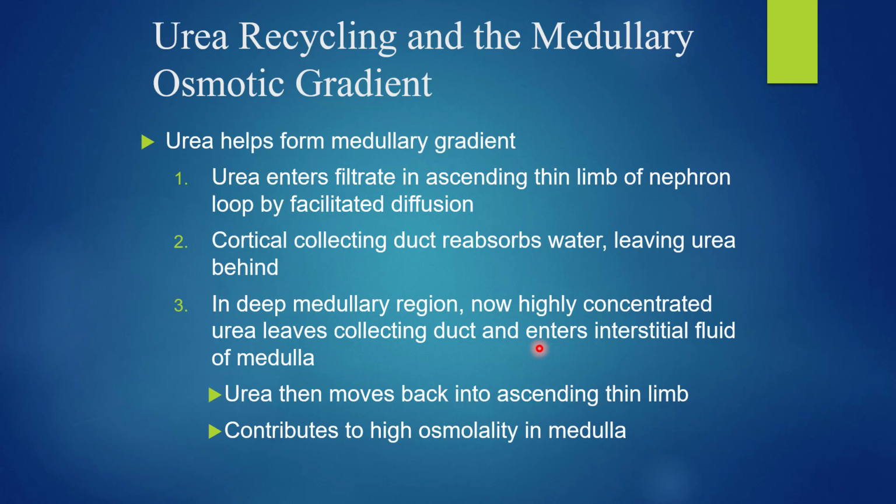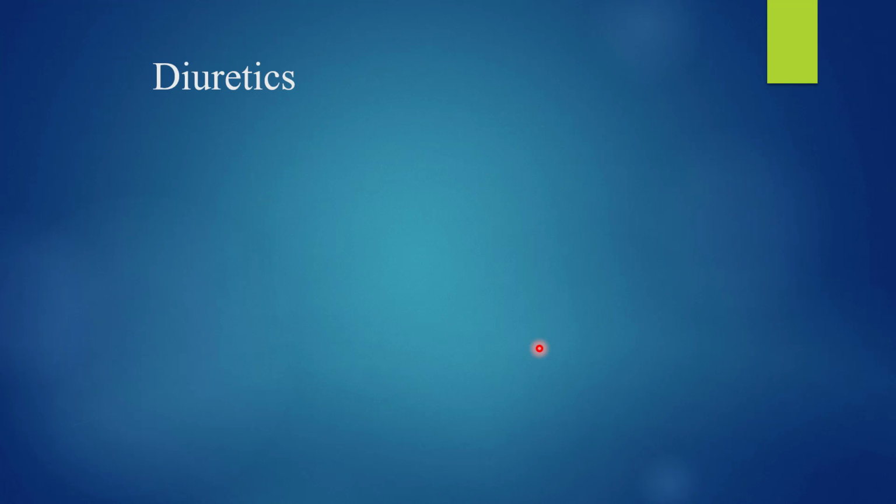Now, in the medullary region, very deep into the medulla, highly concentrated urea can leave the collecting duct and enter the interstitial fluid of the medulla. The urea then moves back into the ascending thin limb. Now, this contributes to the high osmolality in the medulla. Okay, so much for the movement of the filtrate.